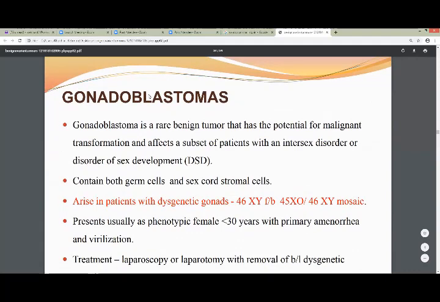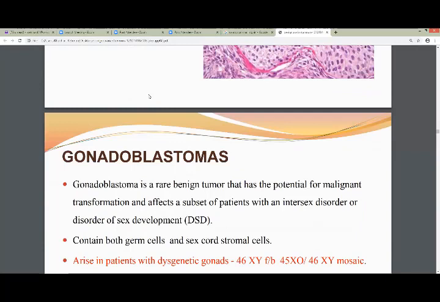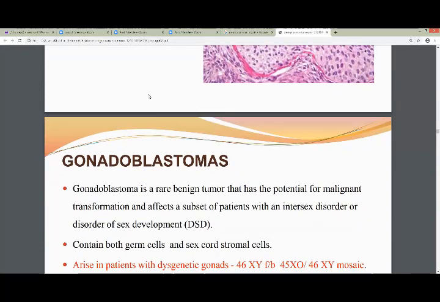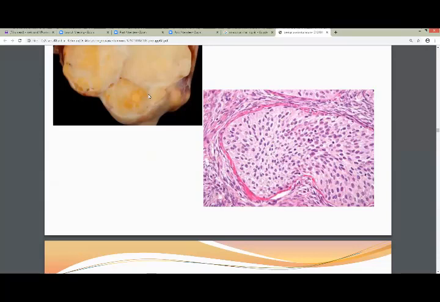Now, by the word gonadoblastoma, what comes to your mind? By the word gonadoblastoma, gonads, and I think we have discussed this in our very early chapters when we started gynae, and I myself took your lectures related to this topic. Do you remember?